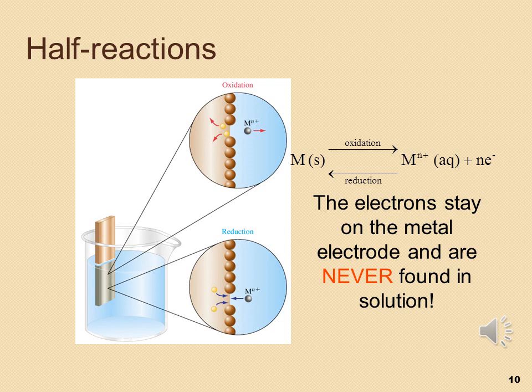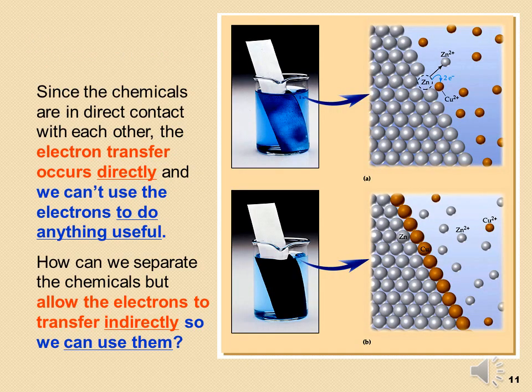If you look at the equation given there, the M solid loses an electron in a process we term oxidation, and the M ion can gain an electron on the right-hand side to go back to the metal solid. We term this reduction. The electrons stay on the metal electrode and are never found in the solution. Since the chemicals are in direct contact with each other, the electron transfer occurs directly and we can't use the electrons to do any useful work.